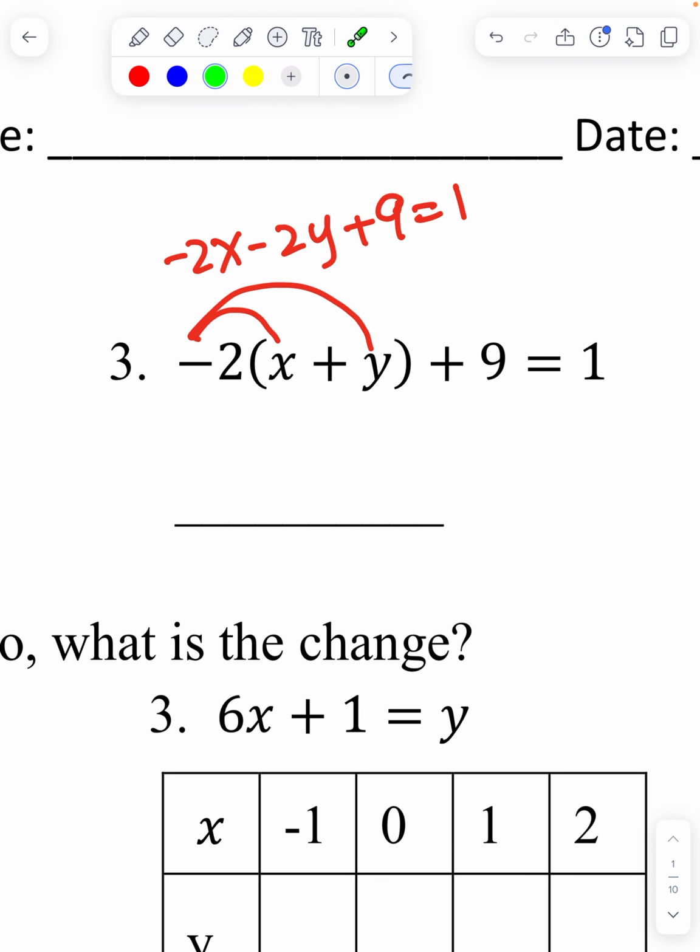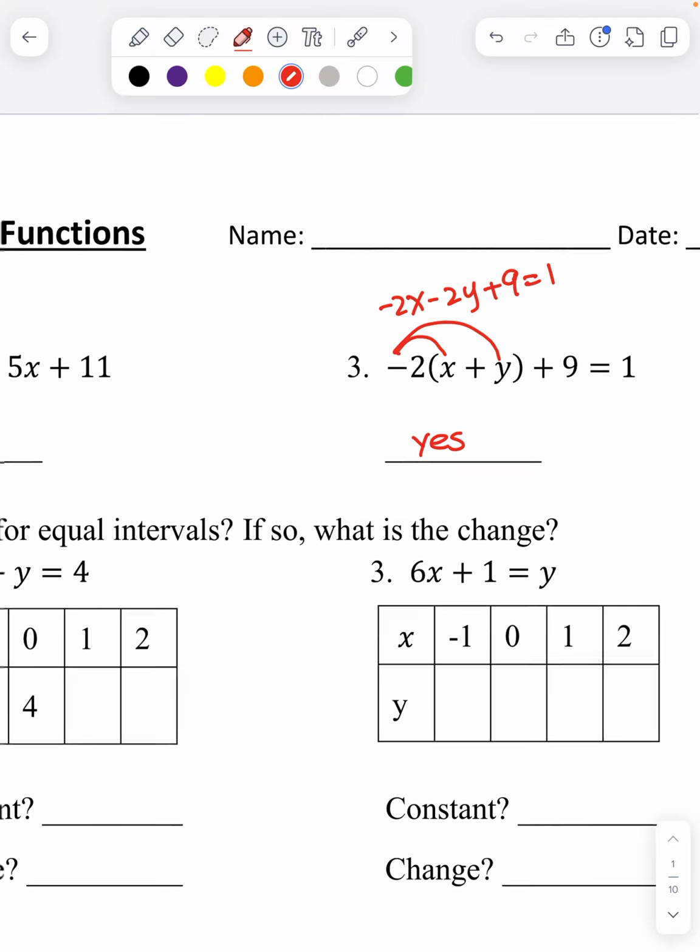Okay. No power, no fraction, yeah? So yes, it's linear.